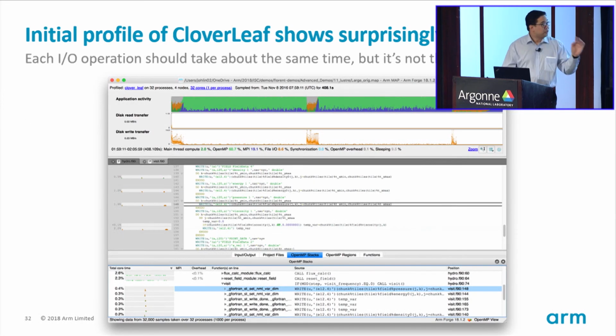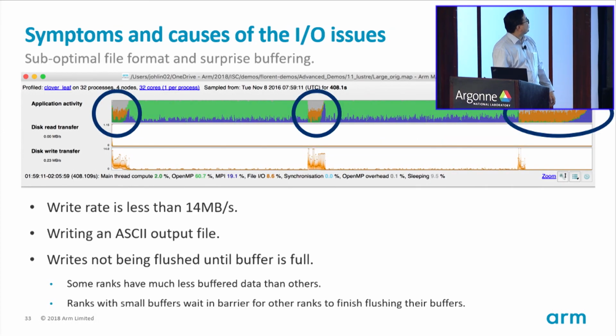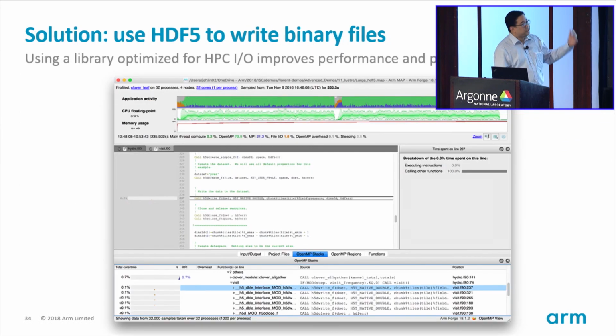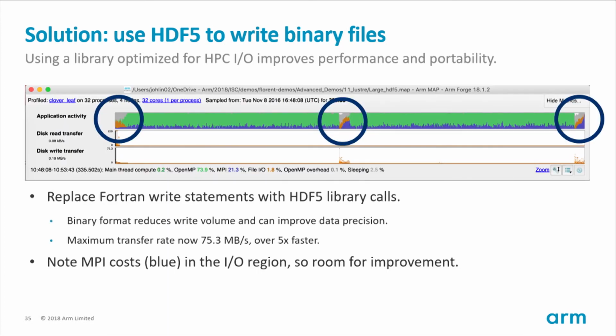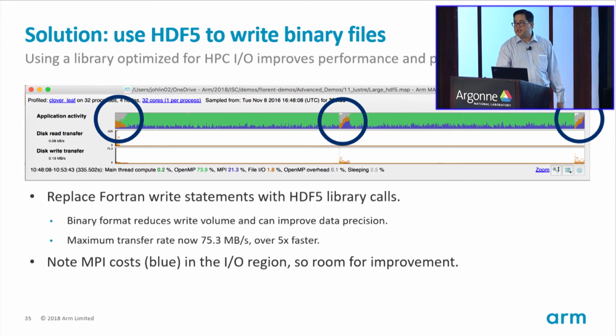OK, so this is also MAP on another code, Cloverleaf. We were just showing that the I/O is really slow. Basically, it's got 14 megabytes per second. But when you use HDF5, which is a nice high-performance HPC library, you start getting well over 73.5 megabytes per second. Just that little simple change of using a different input-output library allowed this particular application to run faster.